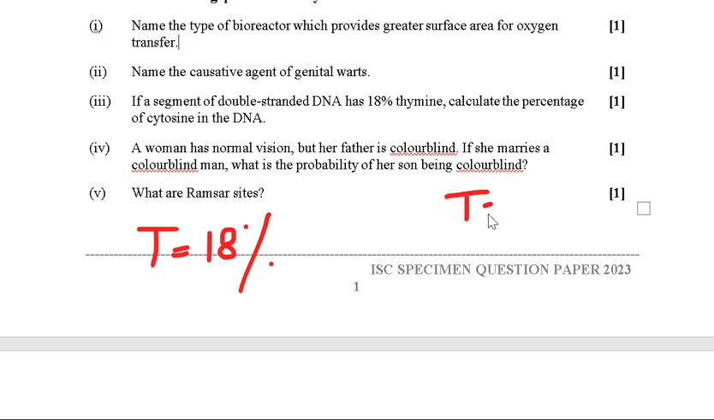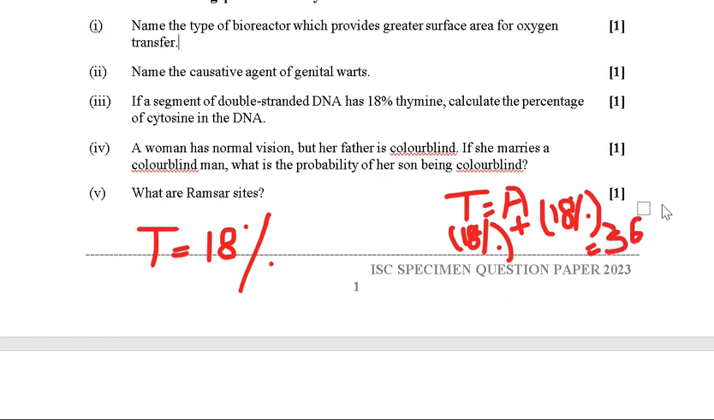T is equal to A. That means here T is 18%, so A is also 18%. So both combined form 36% of the DNA. So the rest is 100 minus 36, which is equal to 64. So this 64% will be contributed by guanine and cytosine.